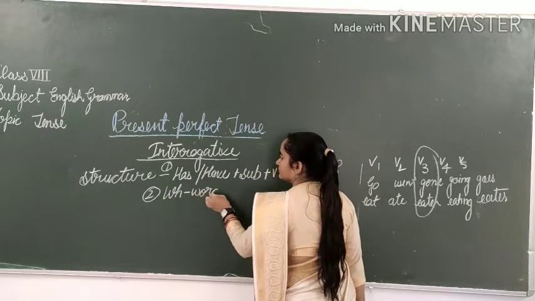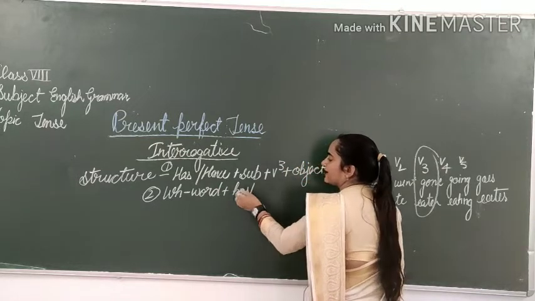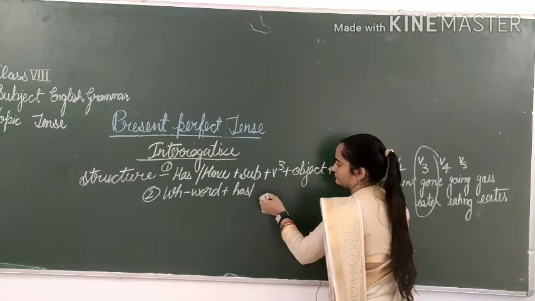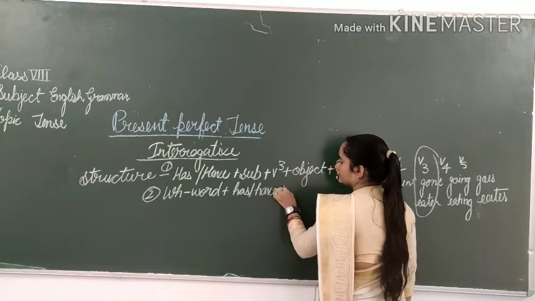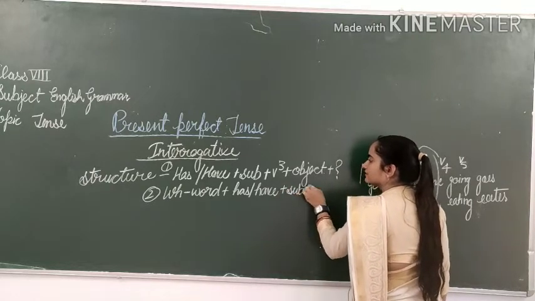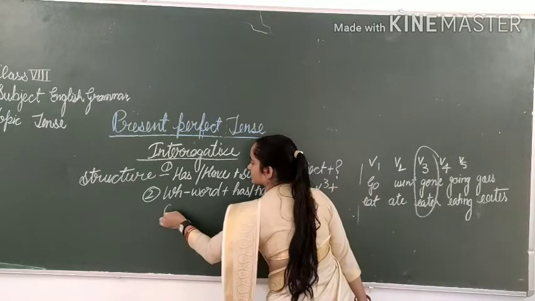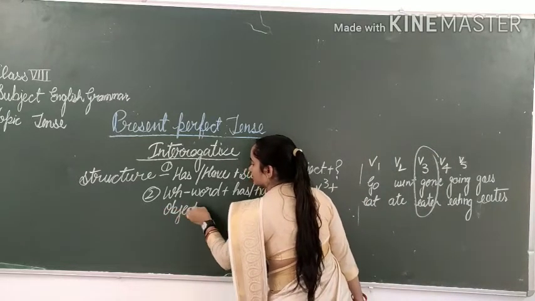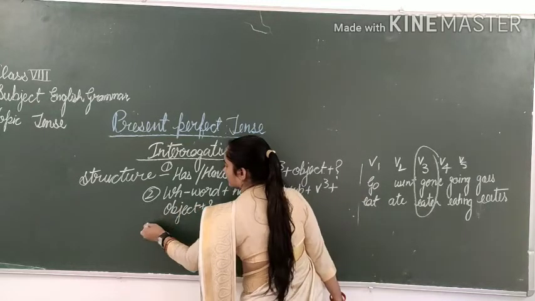And second one is WH word plus has or have. Here S will be small. And then subject, V3 plus object, and your question mark.